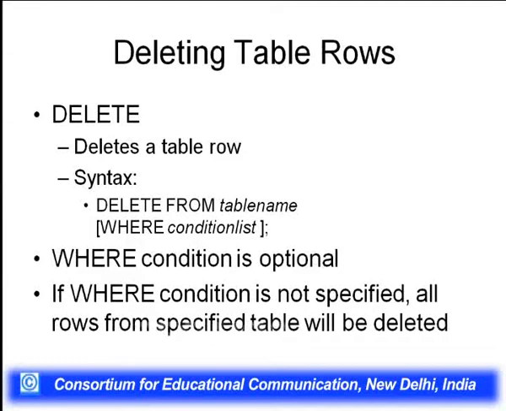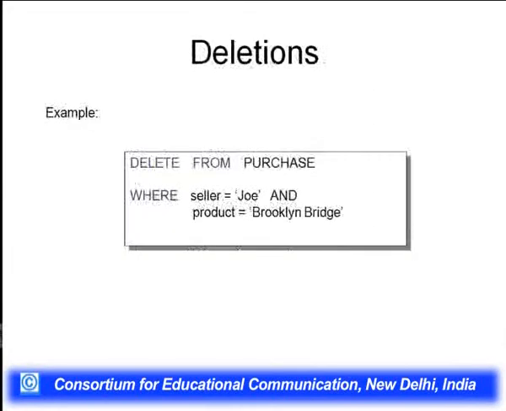So let us see the condition and how you specify it. You write delete from table name where, and you give a condition list. As you can see here, the where clause is given in square brackets, which means that it is optional. If you do not specify it, then all rows from the specified table will be deleted. This is an example of deletion. You write delete from purchase, where purchase is the name of the table, where seller is Joe and product is Brooklyn Bridge. All the rows where the seller is Joe and the product is Brooklyn Bridge will be deleted from the table purchase.